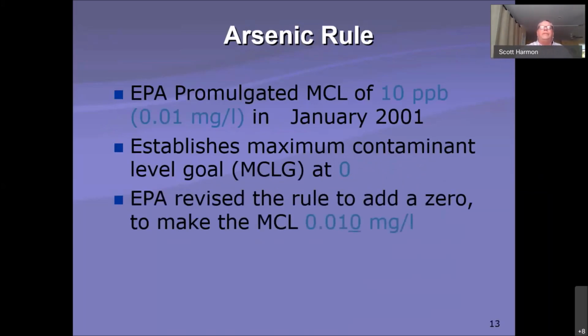So here it is. EPA promulgated that rule of 10 in January of 2001. There's your maximum contaminant level goal, which obviously is 0. For any contaminant that has a legitimate health risk, the goal is always 0. EPA revised this rule to add a 0 to make the MCL 0.010 milligrams per liter. Because the science gets better on how you can detect things, you can start adding zeros to make sure it's an actual true goal. And so the scientific testing can sometimes drive what the final outcomes of some of these things end up being.